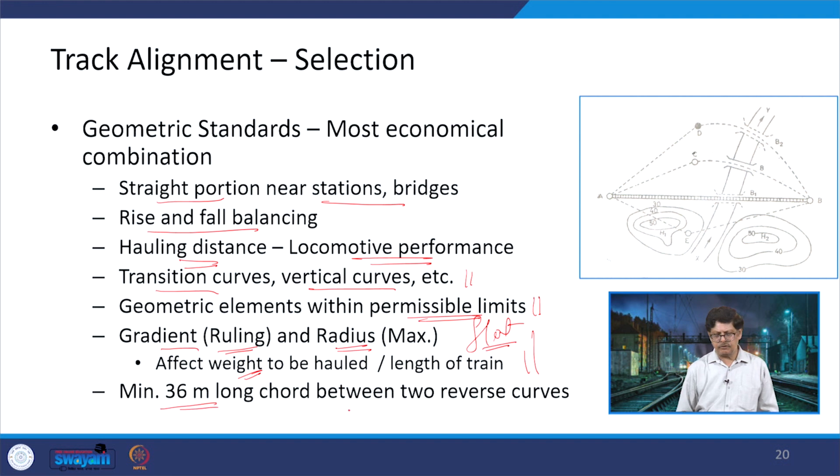Minimum 36 meter of the long chord should be provided if there are two reverse curves. That means if the curve is going in this form, then there should be a minimum 36 meter between the end of the first curve and the start of the second curve.